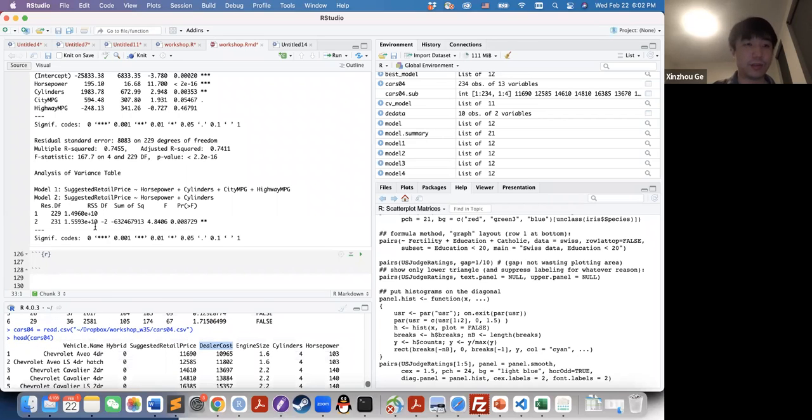I'll first make Y to be the response, so it will be the suggested retail price. And we make X to be the matrix which has all the remaining predictors.